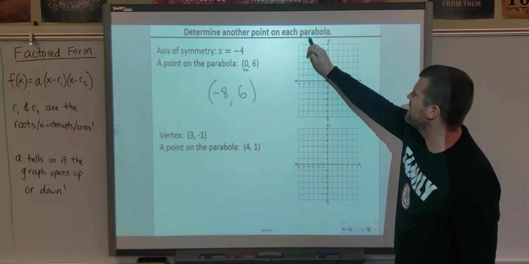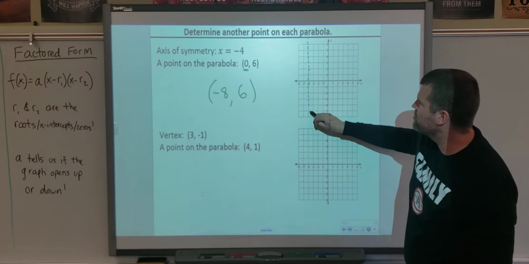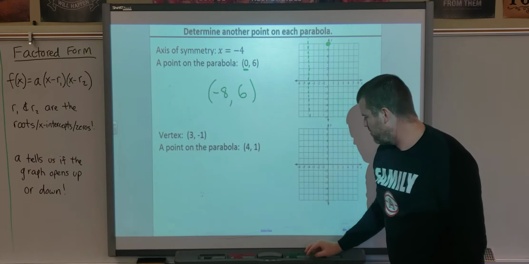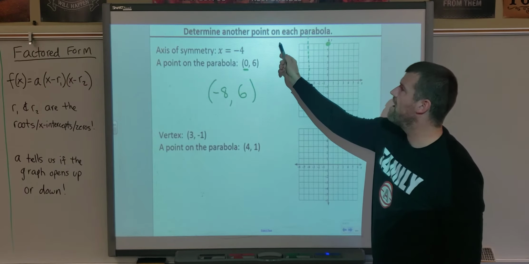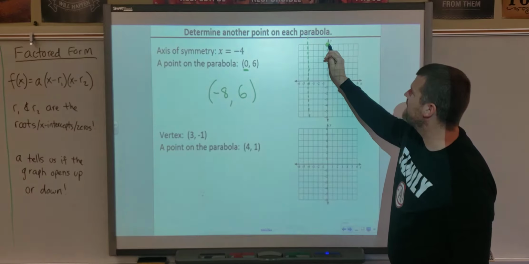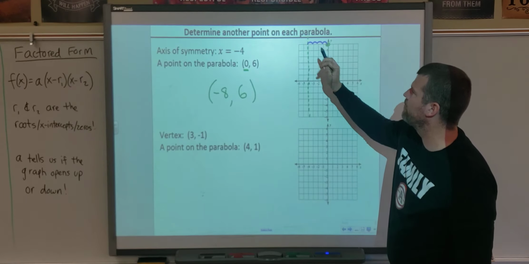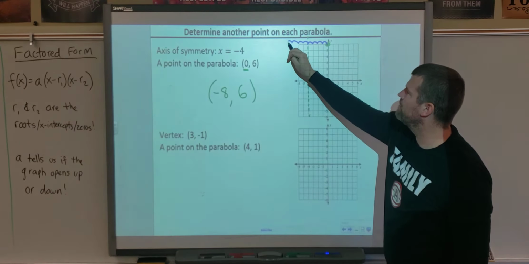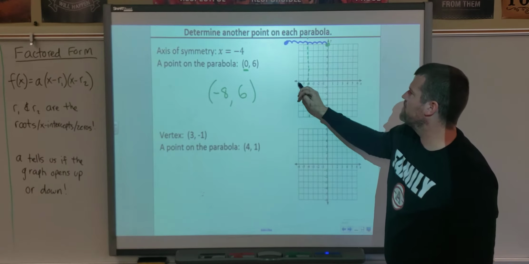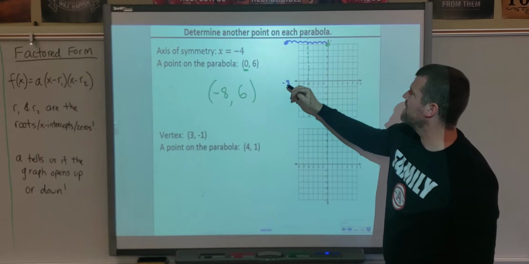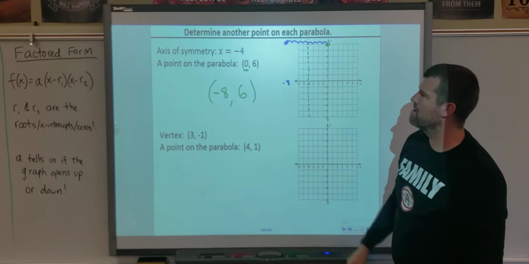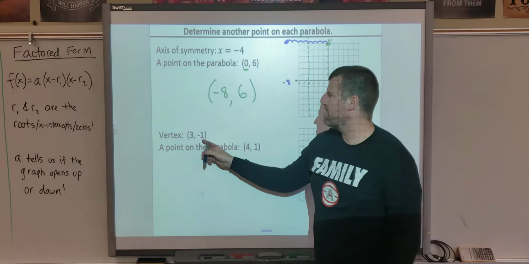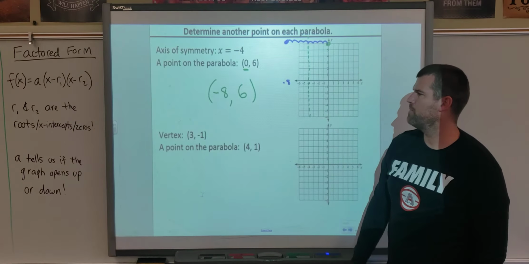Just to kind of show you why that is, if I draw my axis of symmetry there, and I put my point at (0, 6), I know that I'll have another point on the other side of the axis of symmetry. So if I count, that's 1, 2, 3, 4 spots from the axis of symmetry. And if I go 1, 2, 3, 4, that'll give me a point here, which I promised is at -8 for the x and 6 for the y. Those will be equidistant.